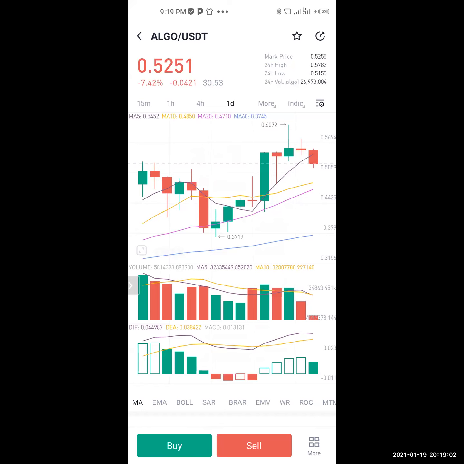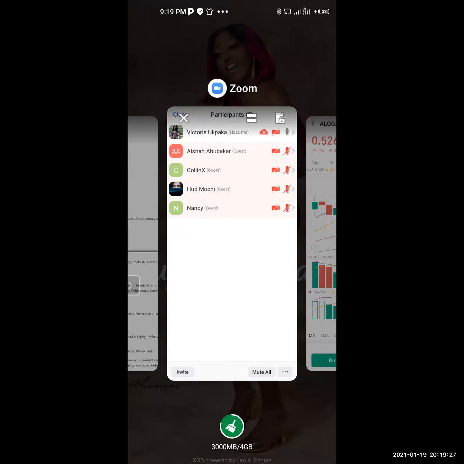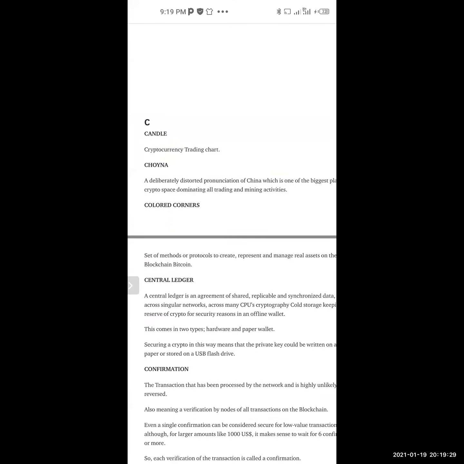Now that we're seeing it, it is at 0.5251. So that's it. And then this whole candle shows you the movement in the past few hours. So from 10 p.m., a new candle will form, a new day, and it starts counting on that new day and all that.